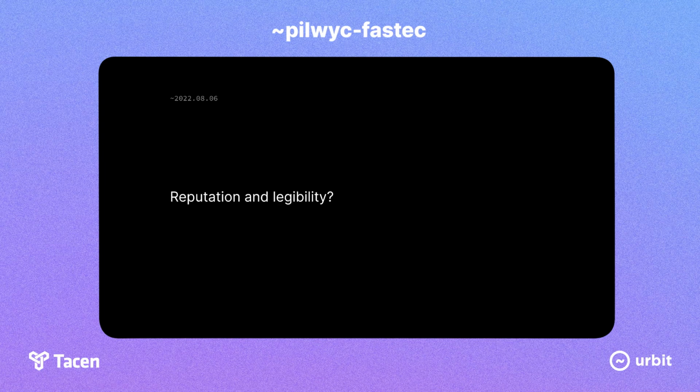One last topic: I wrote a blog post that's going to be coming out on the Urbit blog on Monday about this idea of reputation and legibility. As I mentioned at the beginning, Urbit has a lot of strong identity types of thinking, but basically just leaves reputation up to each individual human, right?